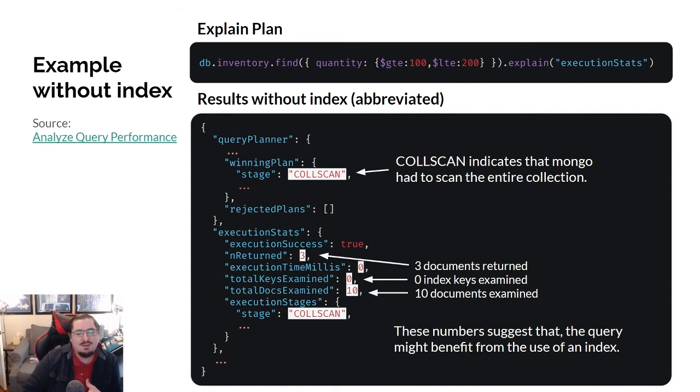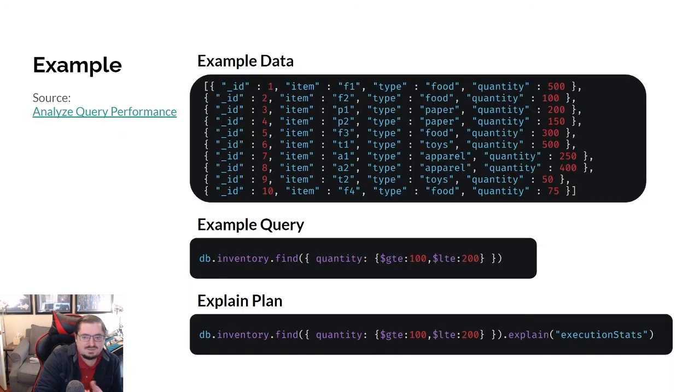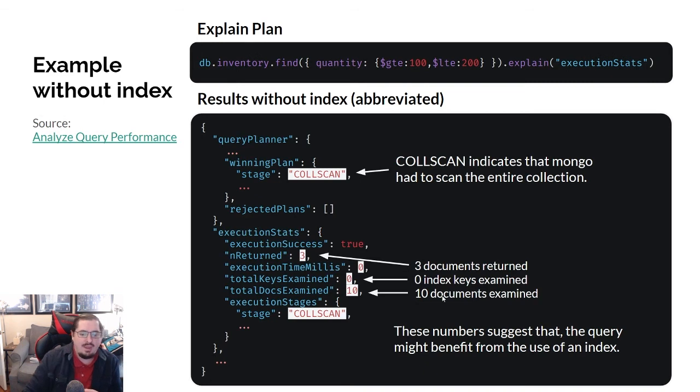Just checking. So we're getting 3 results back, but notice as we looked at this, we didn't look at any indexes. So that's the 0 here, total keys examined. We didn't use an index. But how many documents did we look at? Total docs examined. We looked at 10 documents. Okay. How many documents were in this inventory collection? 10, right? So we had to look at every single document. Not a good sign, right?